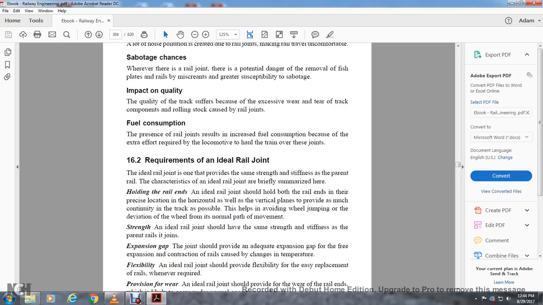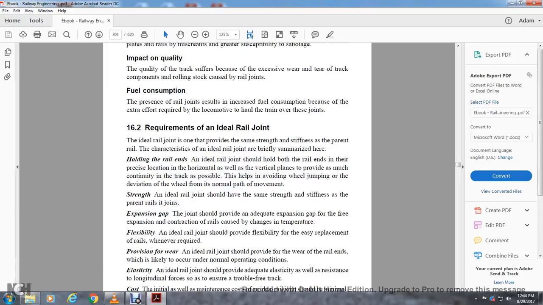Strength: the ideal joint should have the same strength and stiffness as the parent rail. Expansion gap: the joint should be provided with an adequate expansion gap for free expansion and contraction of the rails caused by change of temperature. Flexibility: an ideal rail joint should be flexible for ease of replacement of the rails where required. Provision for wear: an ideal rail joint should allow for wear of the rail ends, which is likely to occur under normal operating conditions.